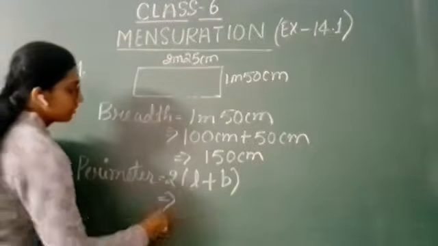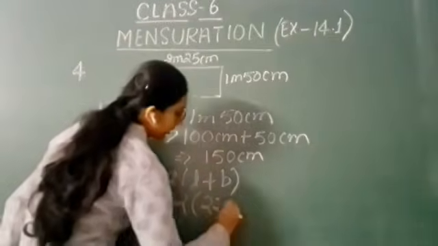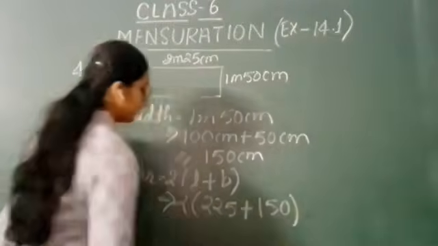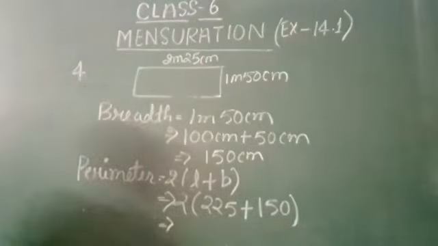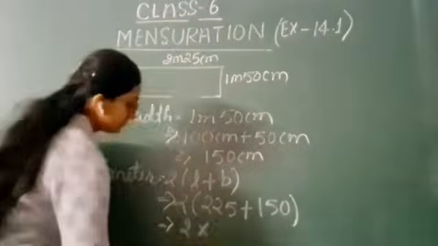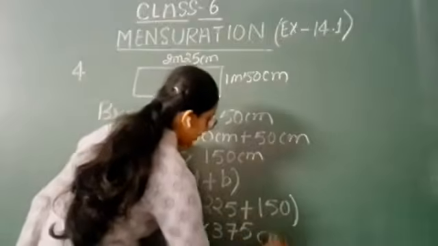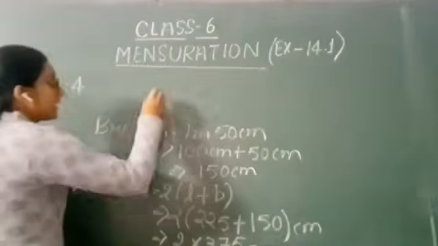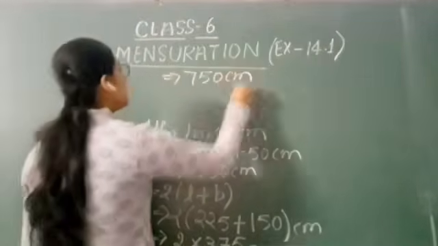So we are having length 225 and breadth 150. After addition we get 2 into 375 centimeters. After multiplication we get 750 centimeter.